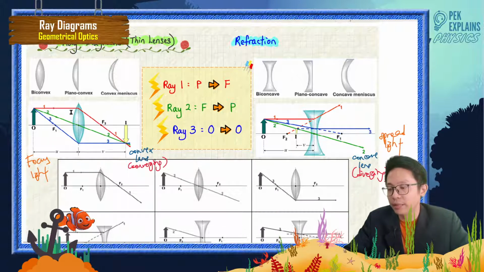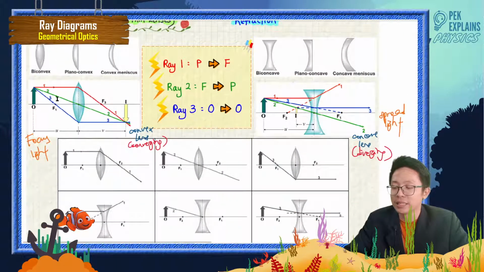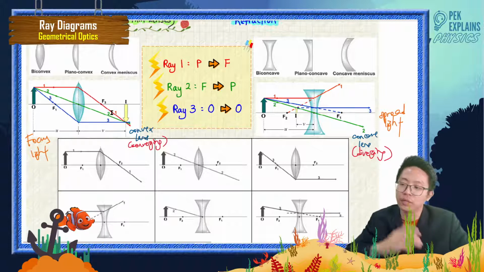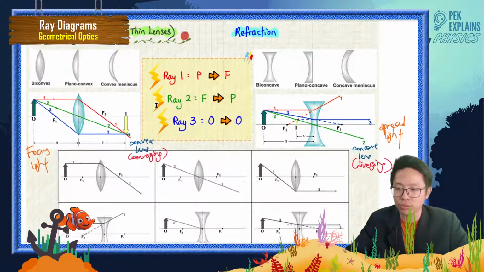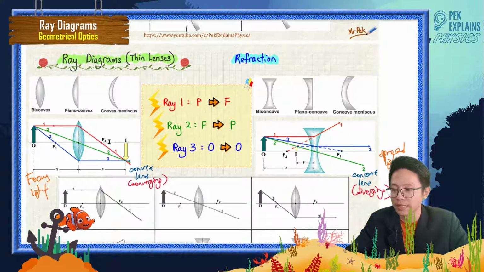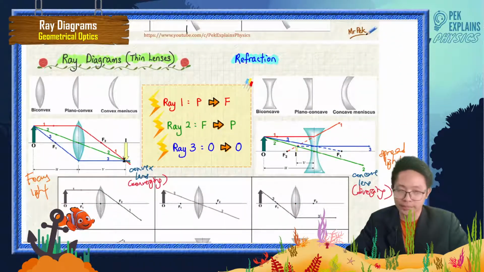But for a mirror, the light is reflected, that means the light is focused at the front of the mirror because of reflection. The light cannot pass through. But for the lens, it is focused at the other side of the lens, not the same side, because the light can pass through by refraction. This one is focused at the same side. This one is focused at the other side.